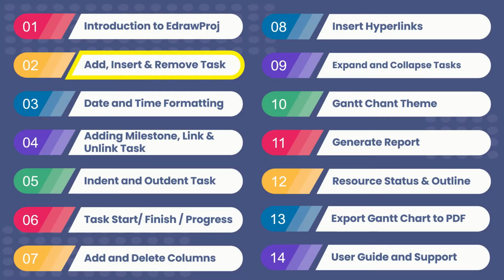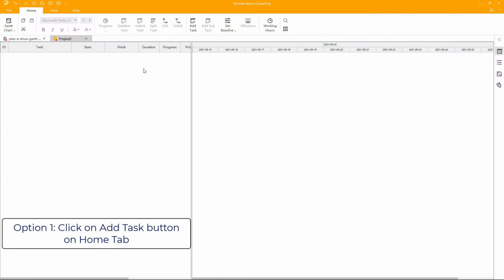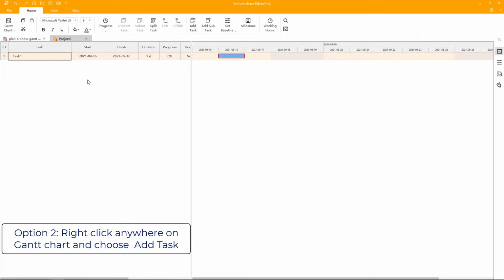Now let's see how to add, insert, and remove a task. Add task. To add a task, click on the Add Task button on the Home tab. The other option to add a task is to right-click on the table pane and select Add Task.